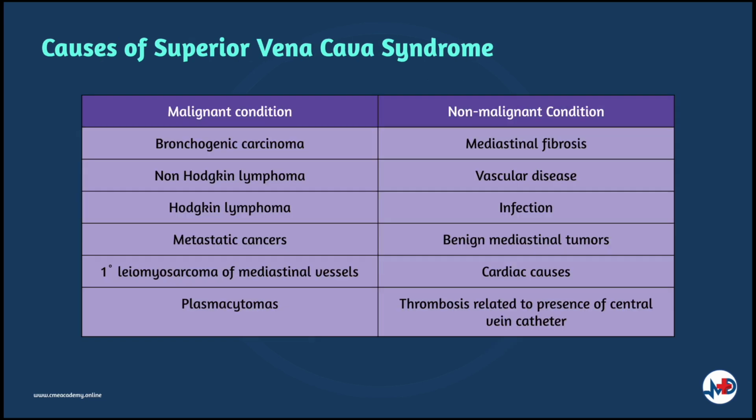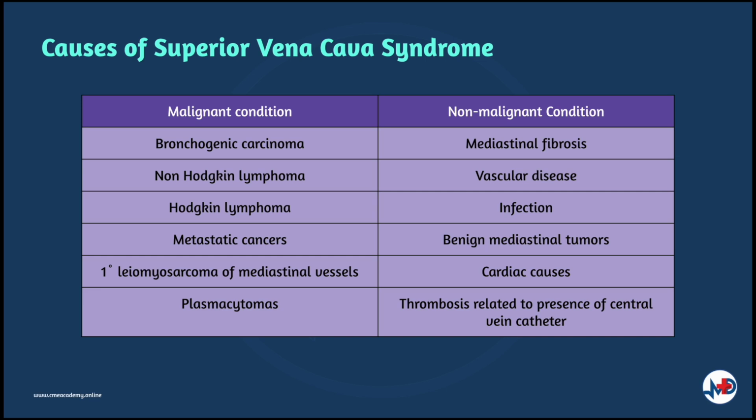There are many factors that can cause superior vena cava syndrome. The causes can be classified into malignant conditions and non-malignant conditions. Malignant conditions constitute more than 80% of superior vena cava syndrome. The examples are bronchogenic carcinoma, most of these being small cell carcinomas, non-Hodgkin's lymphoma, especially the large cell type, Hodgkin's disease, metastatic cancers, primary leiomyosarcomas of the mediastinal vessels, and plasmacytomas.